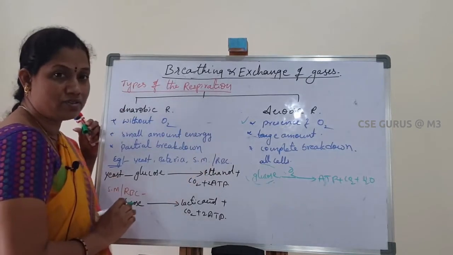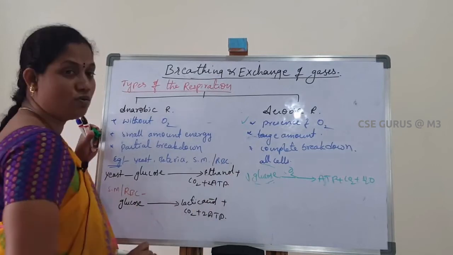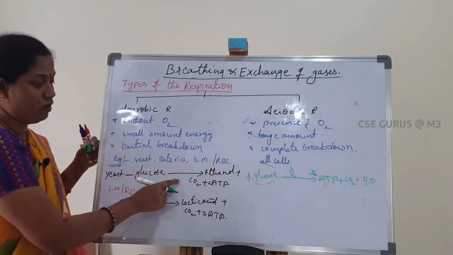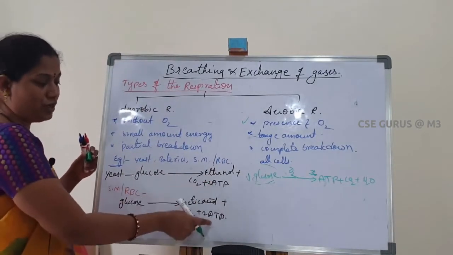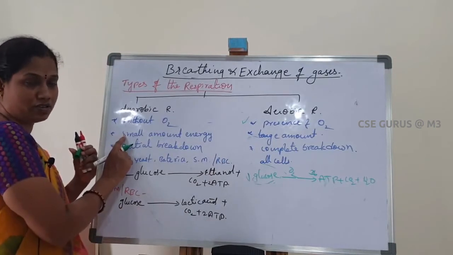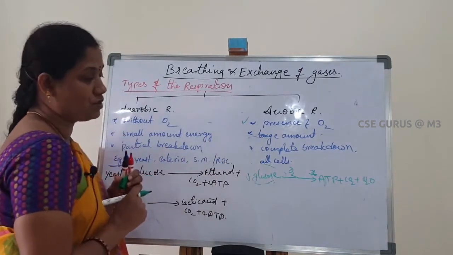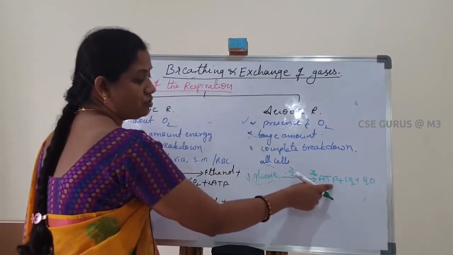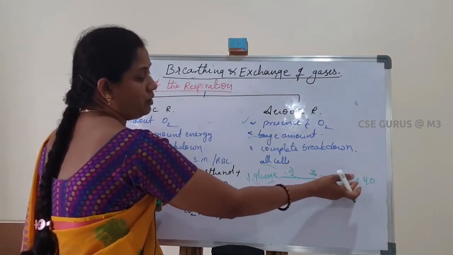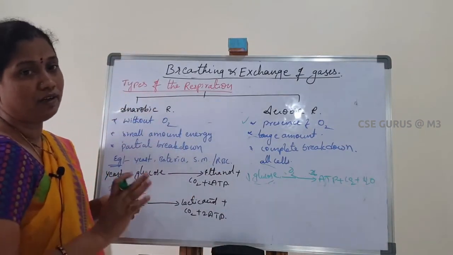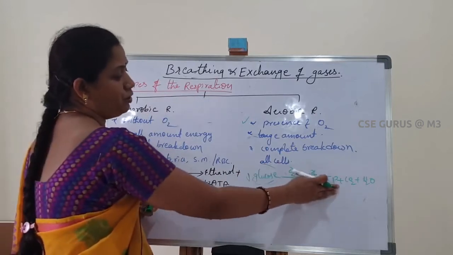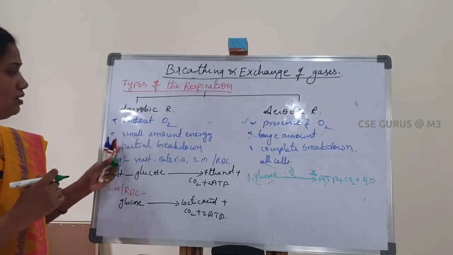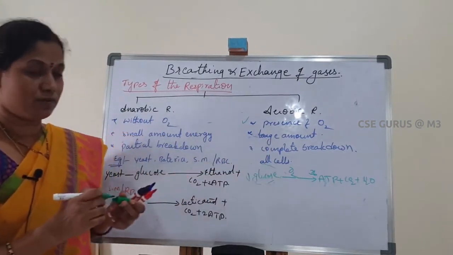Next, a large amount of energy is produced. Here one glucose molecule can produce nearly 36 ATPs, whereas there only 2 ATPs are produced. That's why there a small amount of energy is produced and here a large amount of energy is produced. Next, complete breakdown takes place. Here glucose completely breaks down to produce end products: ATP, carbon dioxide and water. So these are the differences between anaerobic respiration and aerobic respiration.